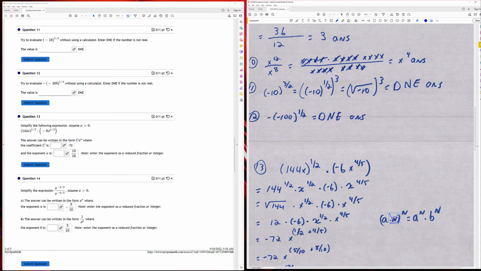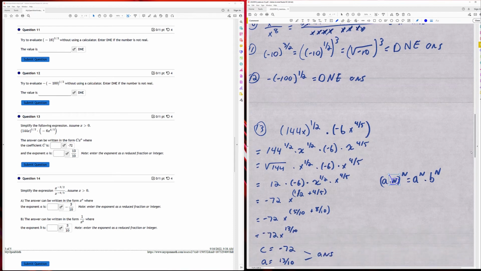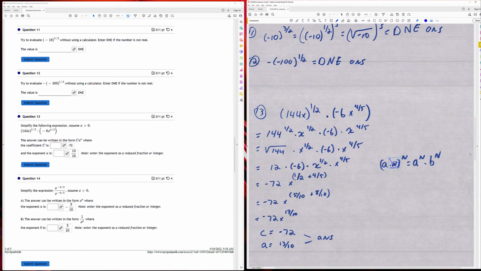12 times -6 is a -72. So here what I have is 5/10 plus 8/10, and I add them together. And that gives me 13/10. So in this case, the answer for the C is -72, and the answer for A is 13/10. And that's number 13. Let's take a look at number 14.